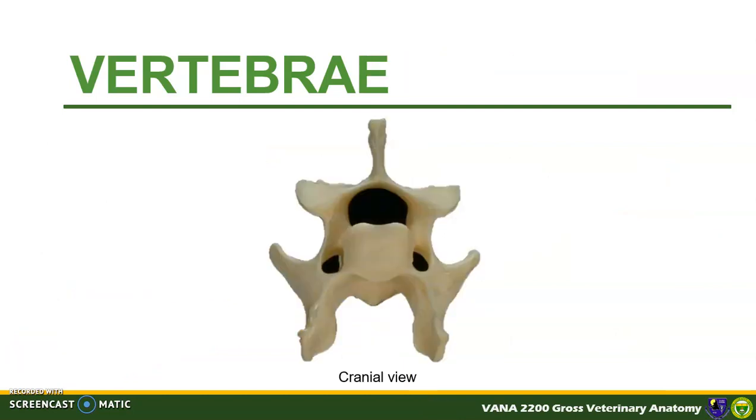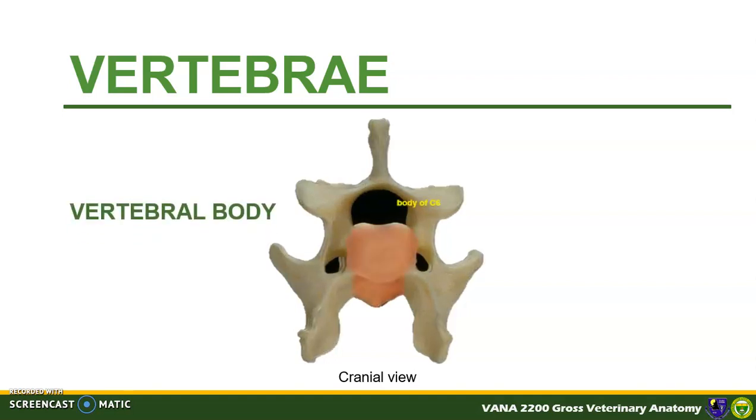Remember that vertebrae are classified as irregular bones because of their irregular shape. However, most of the vertebrae have the basic parts in common. A typical vertebra has a body, an arc, and a number of processes. Let's identify the parts of a vertebra. This is the 6th cervical vertebra. The body is a cylindrical mass forming the ventral part of the vertebra and the floor of the vertebral foramen. It is convex cranially as shown here and concave caudally.